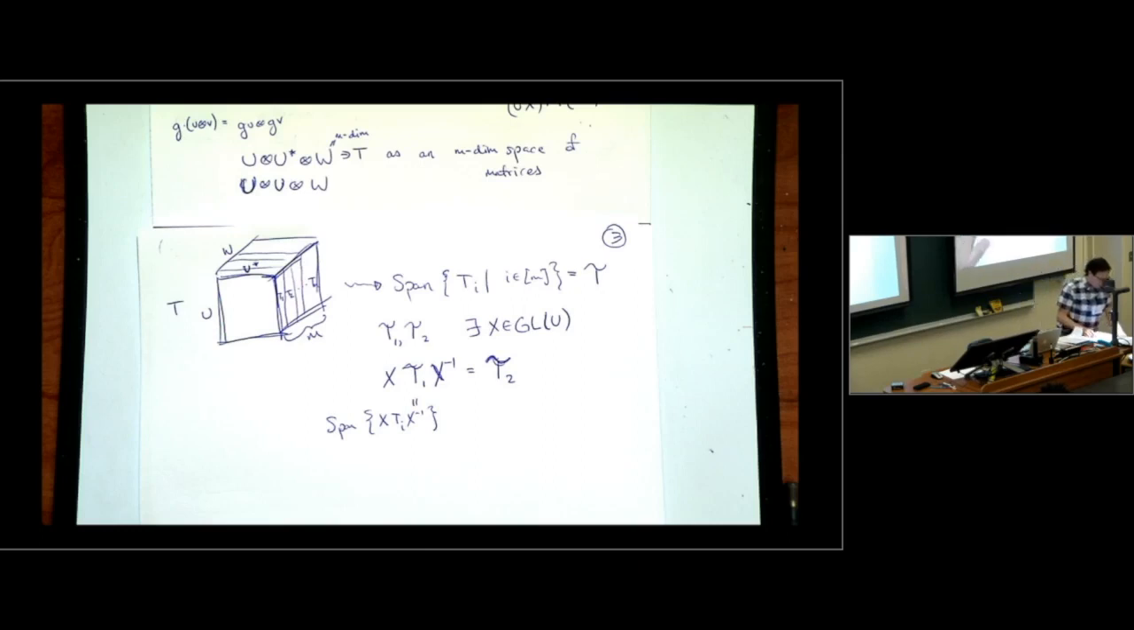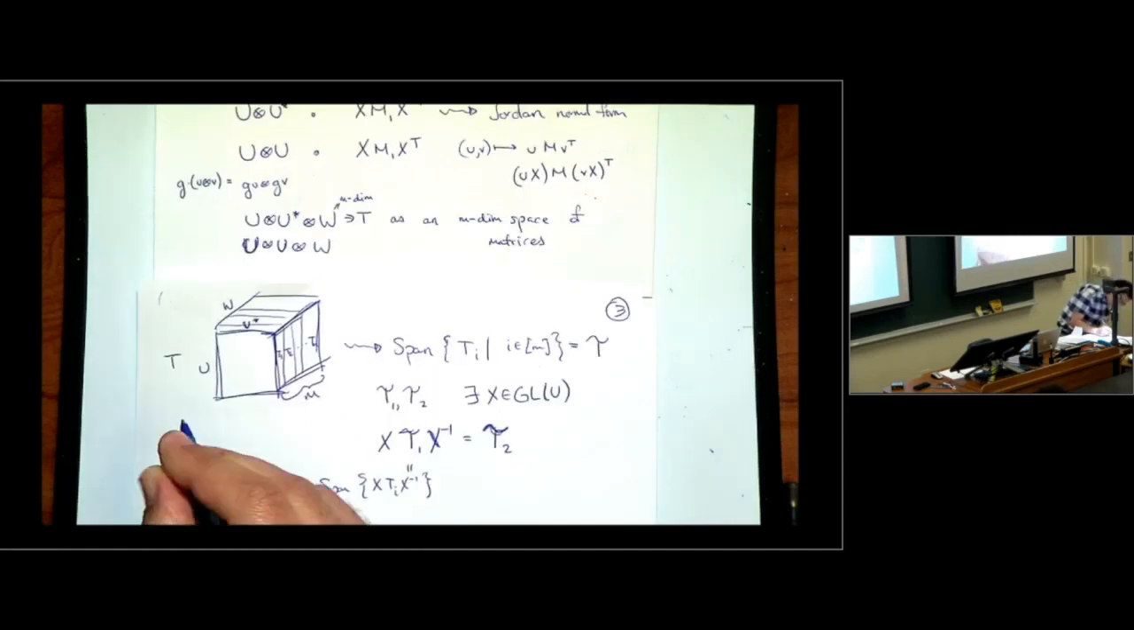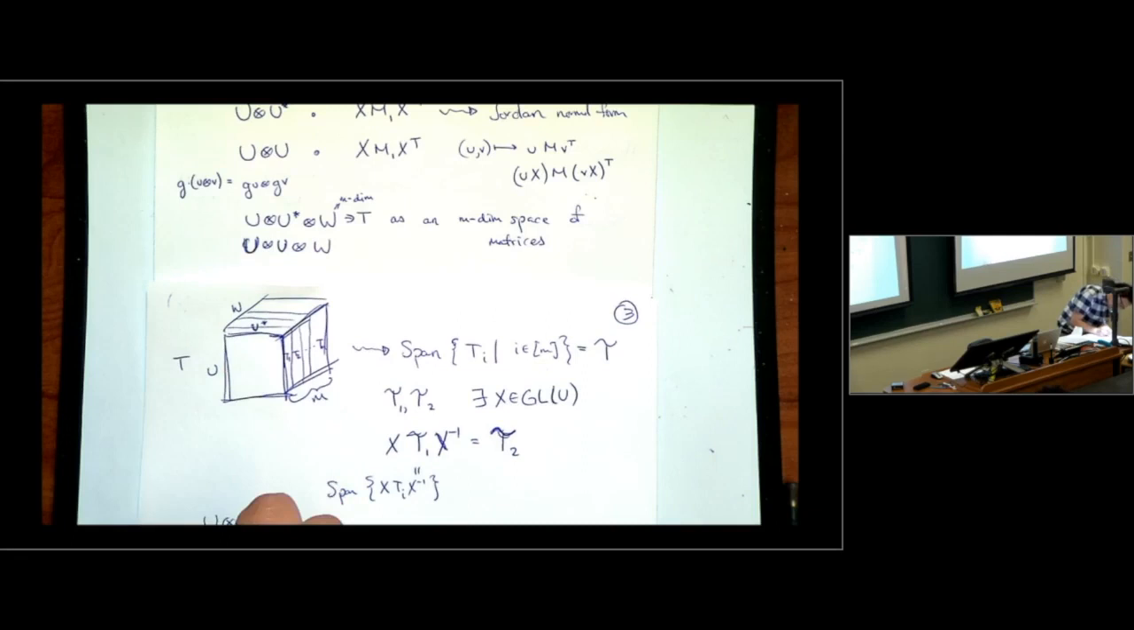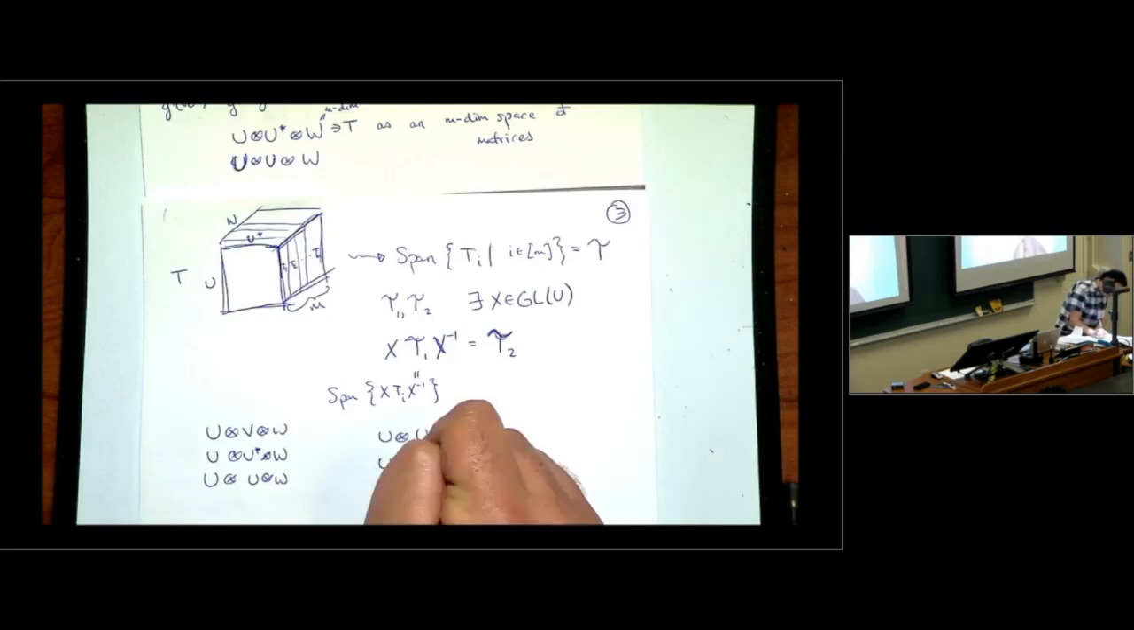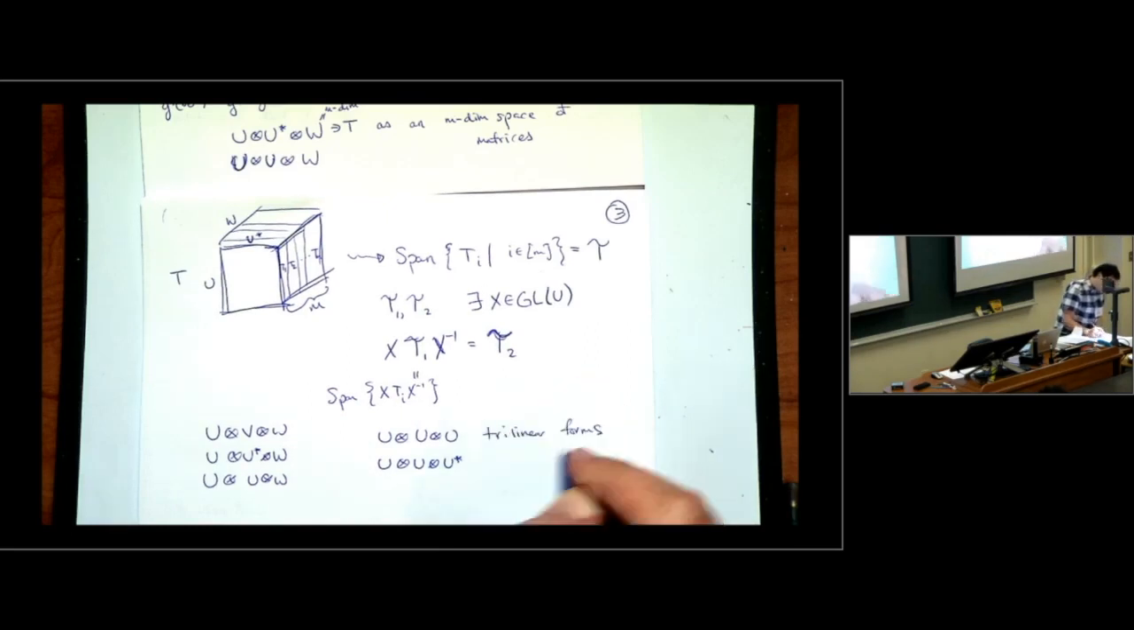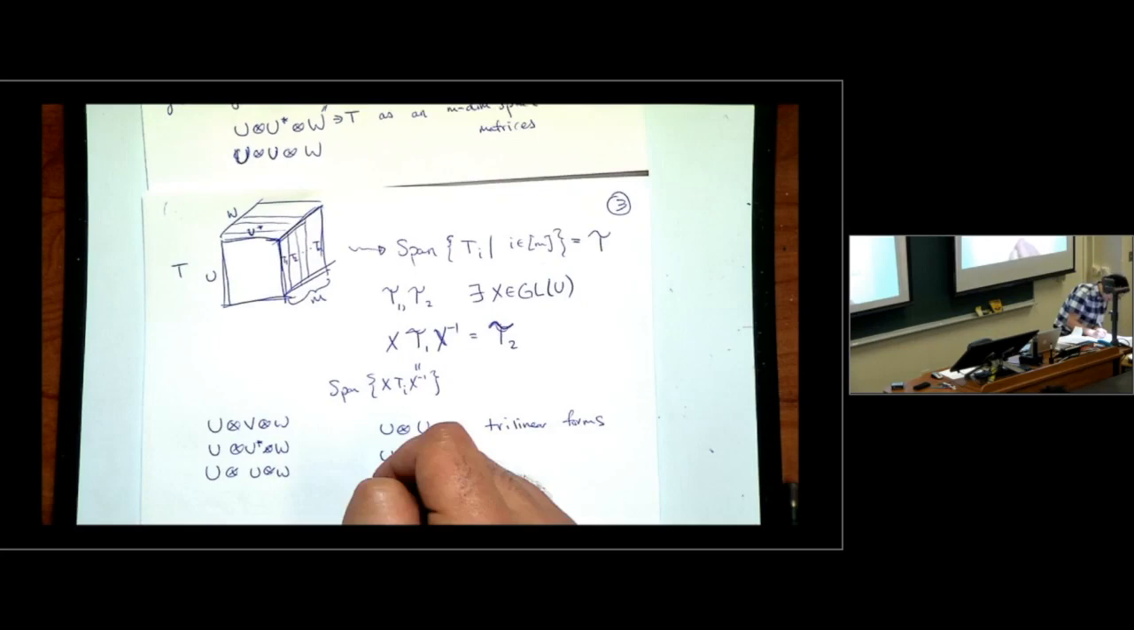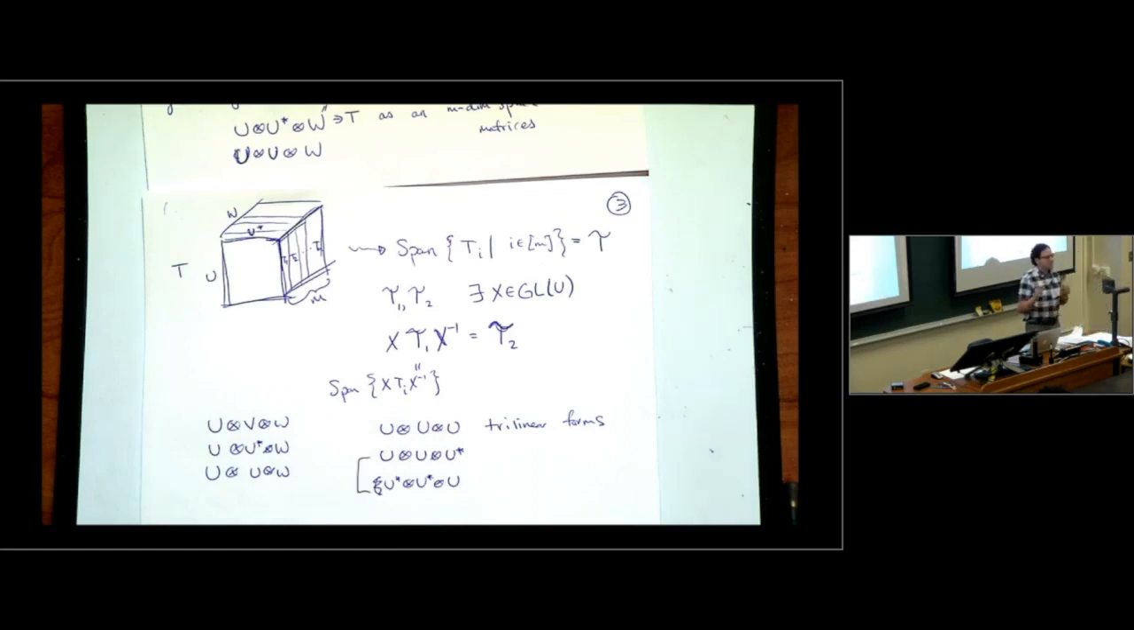Okay, so we have some problems. We have U, V, W, and U, U star, W, and U, U, W. And now we get new problems because I can also look at U, U, U, and I could also look at U, U, U star. Just like U tensor U was bilinear forms, U tensor U tensor U is just trilinear forms. And U tensor U star, I'd really like to dualize this and think of this as U star tensor U. That doesn't really change anything, because instead of using X, I used X inverse.